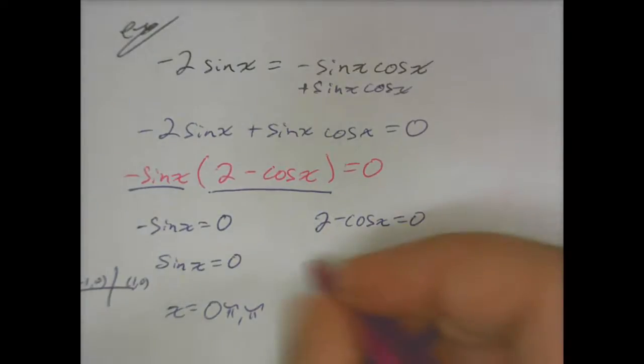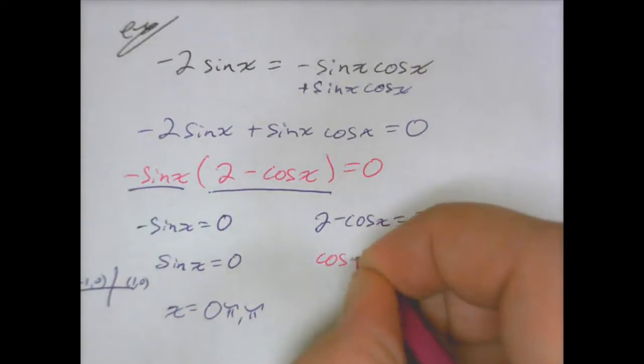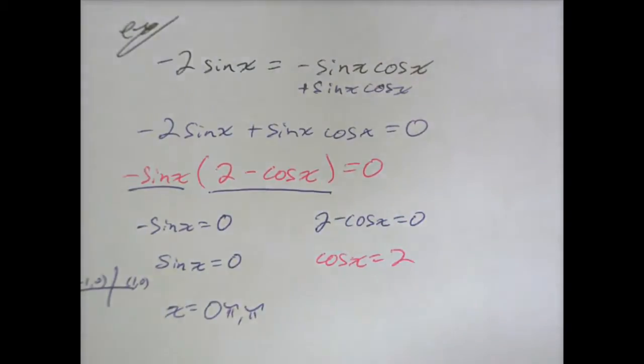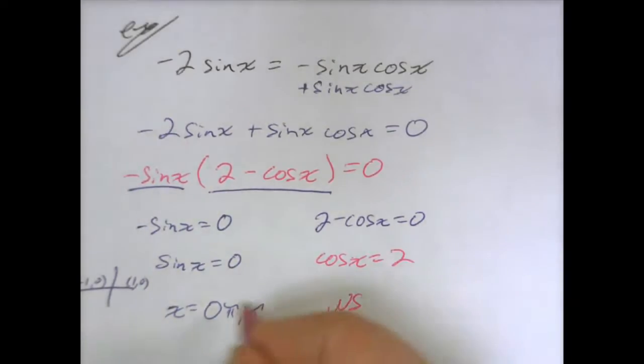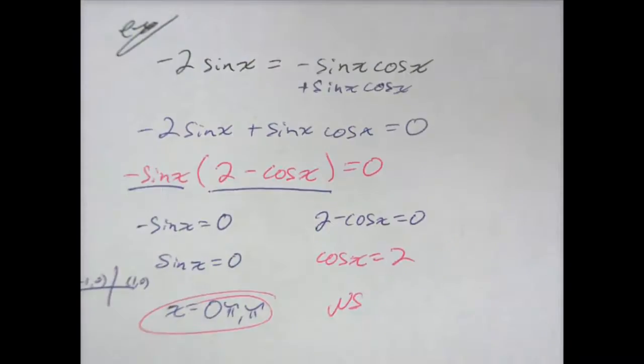Well, if I add the cosine to the other side, I'd have cosine x equals 2. This is not possible in any of our triangles, so there would be no solution for that part. So my only solutions would be 0, pi, and pi.